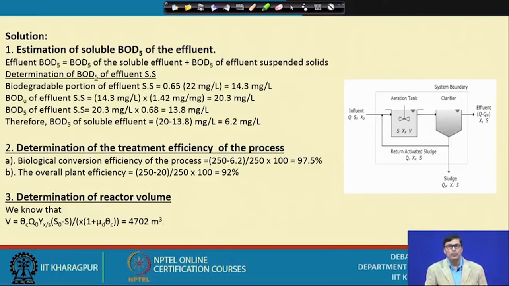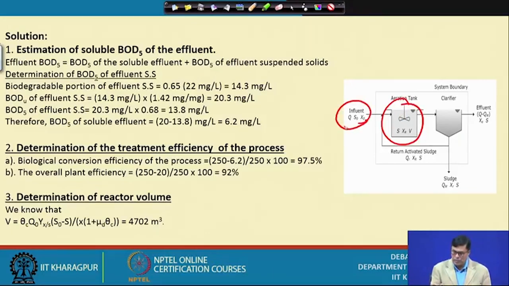So, what we shall have to do first, the process is like this: this is the reactor, and Q0 is the flow rate, S0 is the initial substrate concentration, and X0 is the initial cell mass concentration, which comes into the reactor. Under steady state condition the cell mass concentration is X and the substrate concentration is S, and V is the volume of the reactor. Then it comes to the clarifier or separator, where we separate the cell mass, and the settled cell mass concentration is XU.